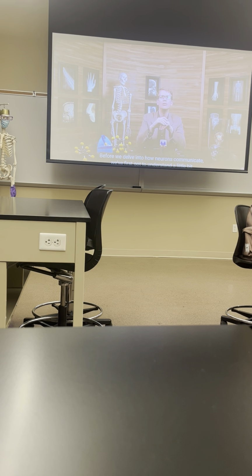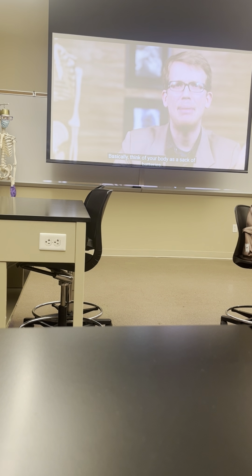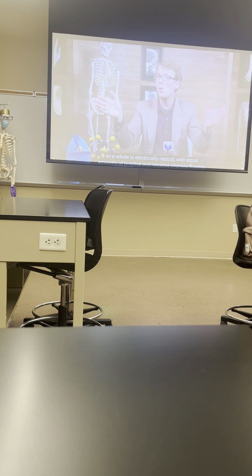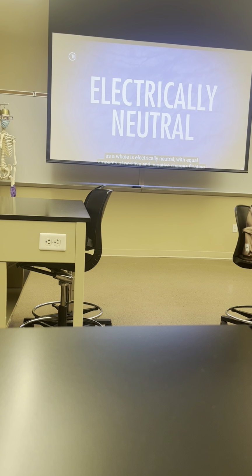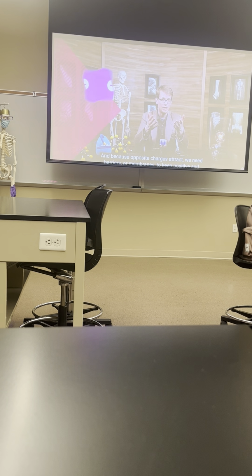Before we go into how neurons communicate, we've got to first understand a little bit of our old friend electricity. Basically, think of your body as a sack of batteries. No, I mean, you don't look like a sack of batteries. I'm just saying that your body as a whole is electrically neutral with equal amounts of positive and negative charges floating around, but certain areas are more positively or negatively charged than others, because opposite charges attract.